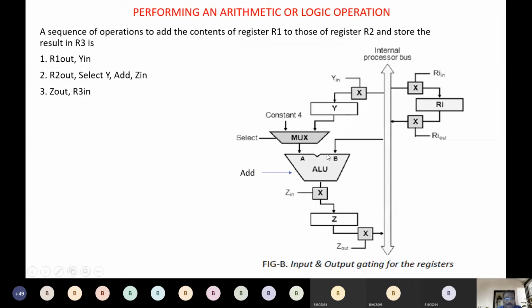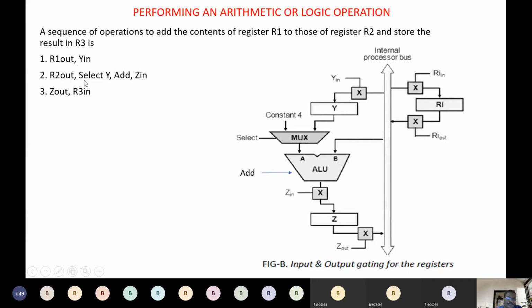Select Y. Okay, so whatever data is placed by R2 out, through this instruction R2 out, flows to this B part. Whatever data is placed on the internal processor bus from R2 out, it directly flows to B. Now B has some data which is received from the R2 register.